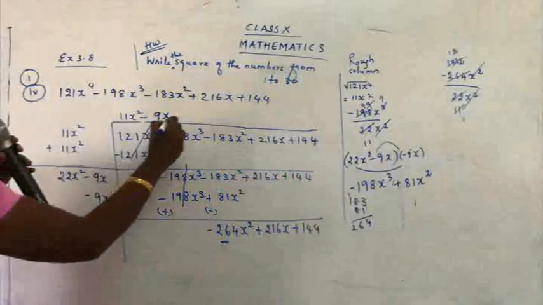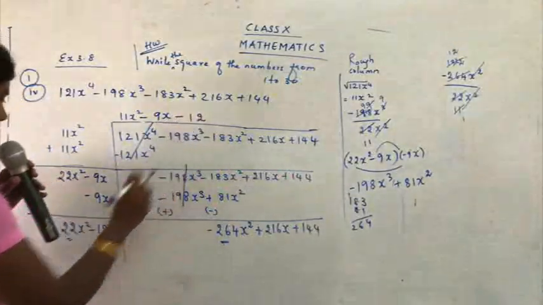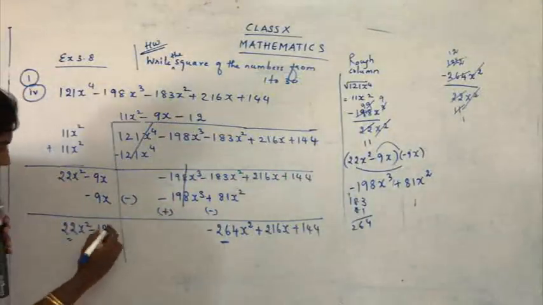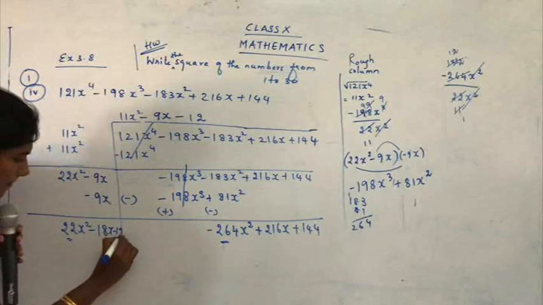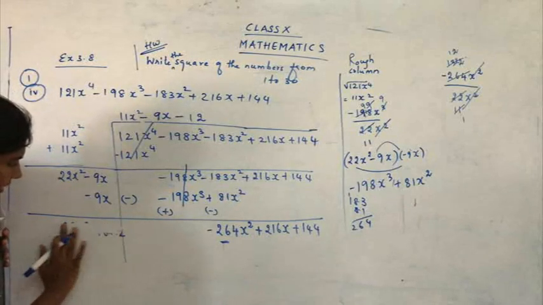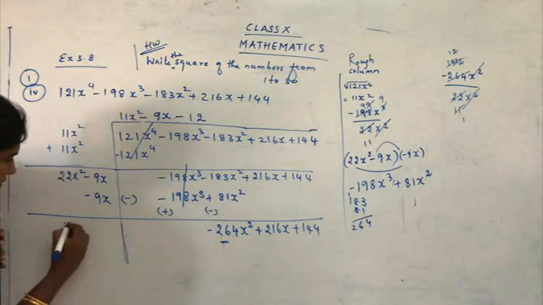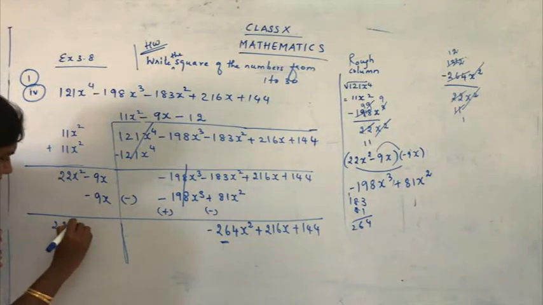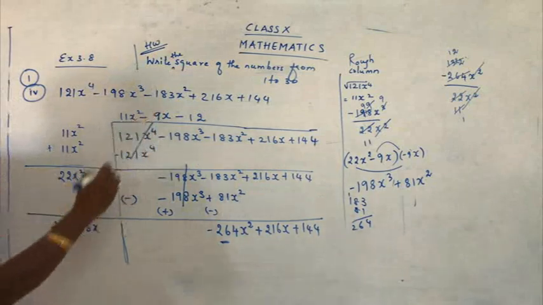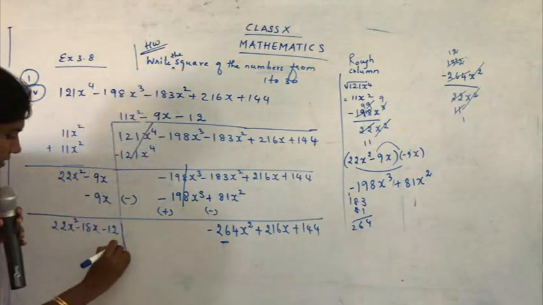So write minus 12 three times on the quotient part, and here we have to mention minus 12. I just write it in first: 22x square minus 18x minus 12, minus.